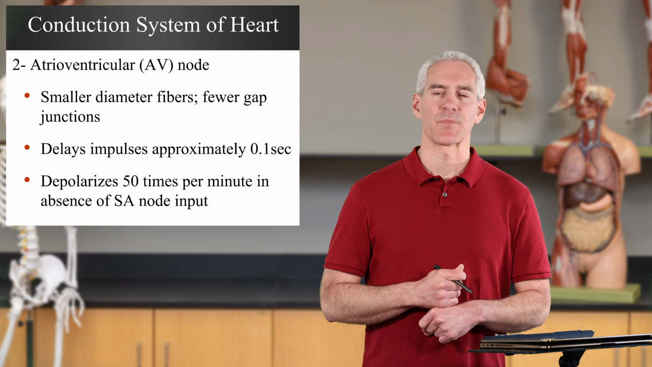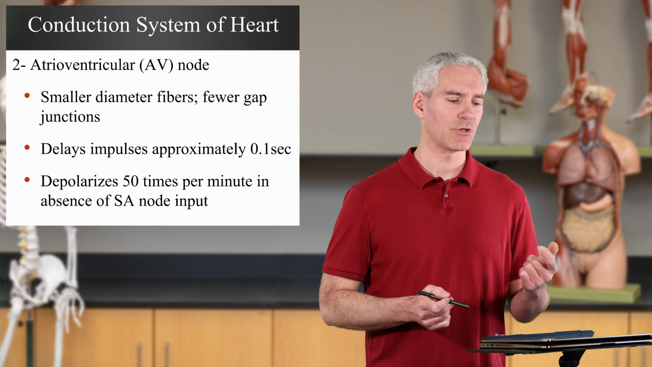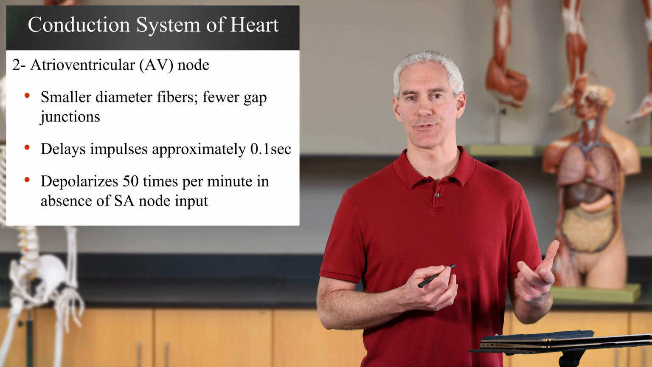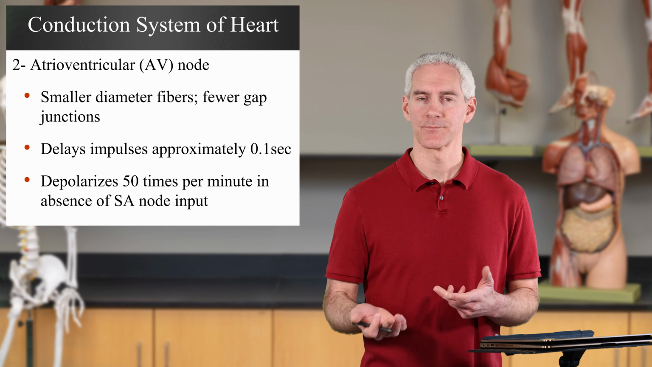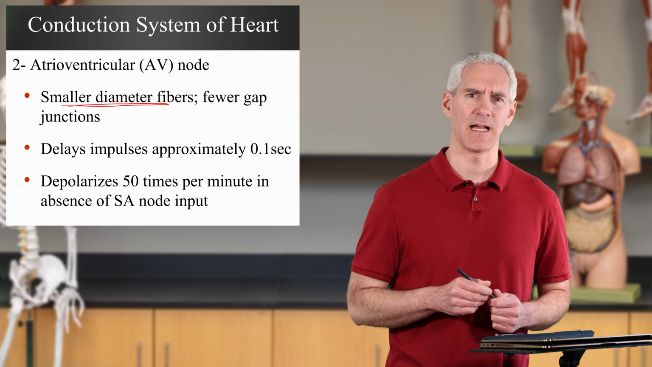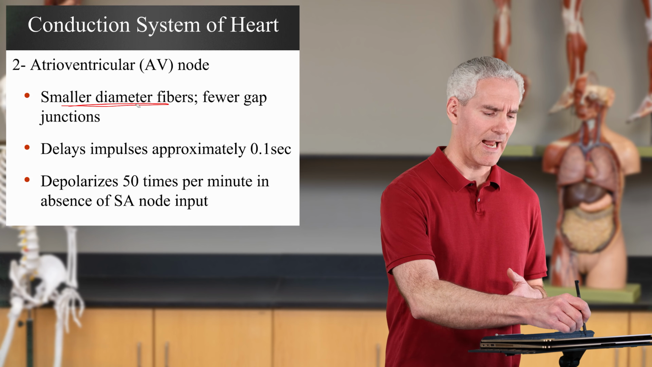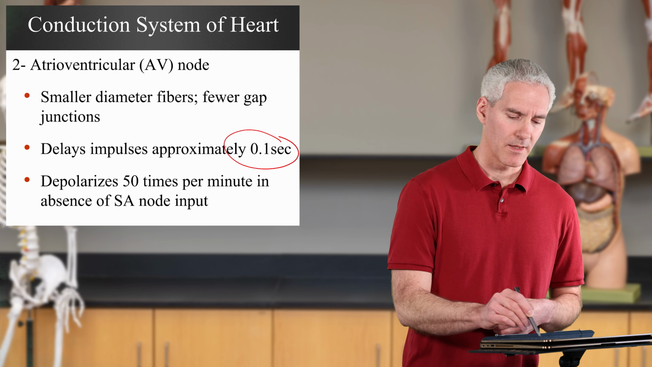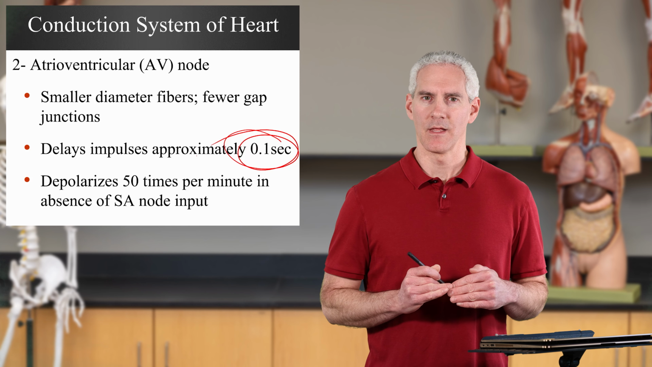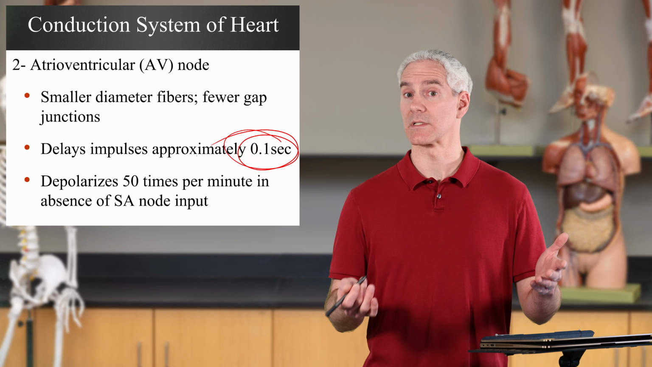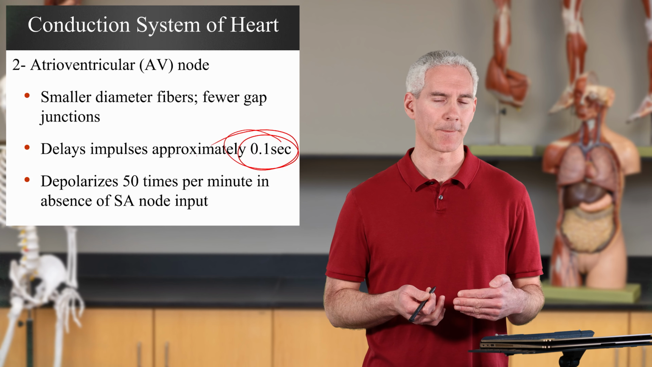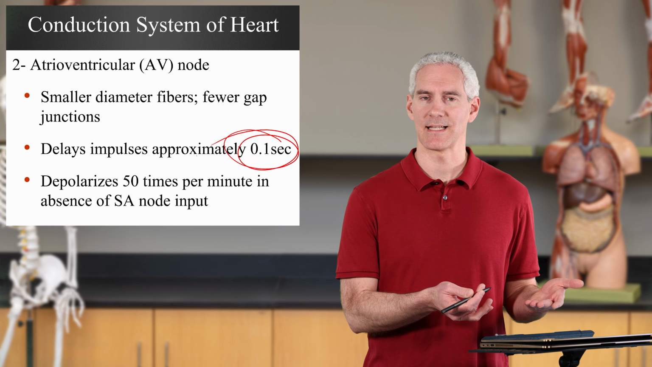Now after that, the next main structure is the atrioventricular node, or the AV node. We're still up in the atria, specifically the right atrium, but this AV node has smaller diameter fibers, not quite as big. And the main purpose here is a 0.1 second delay. You're saying, well, 0.1 second, that's not very long. No, it's not. But when your entire heartbeat is just under a second, you're talking about 10% of that time.